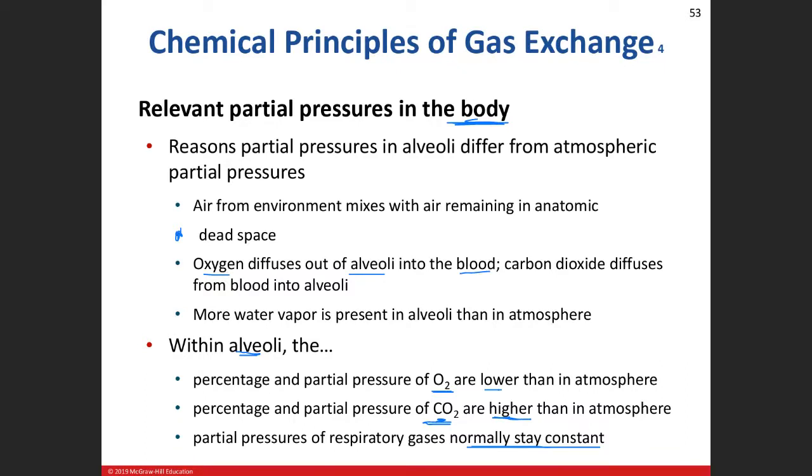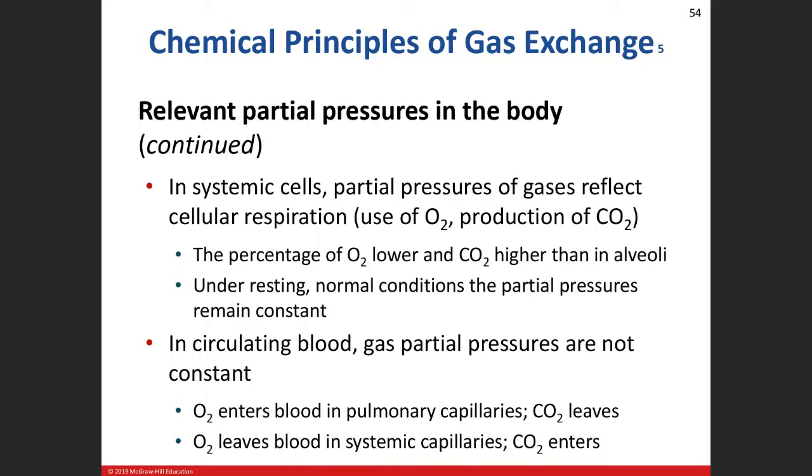But in the alveoli, the partial pressures for at least our respiratory gases, oxygen and carbon dioxide, will stay constant. It won't be different every time you go over it, and I'll tell you what I mean here in a second. That's in the alveoli. Let's go to the tissues, to the cells.